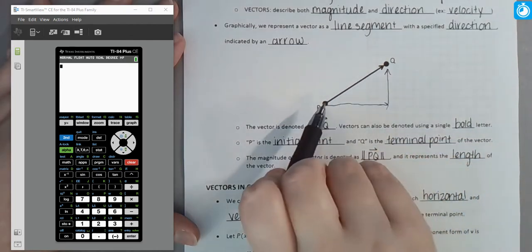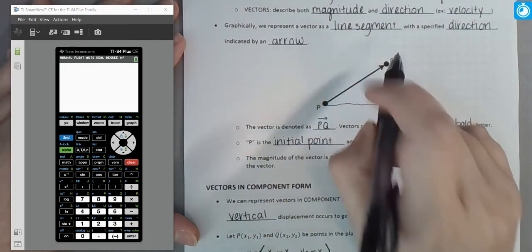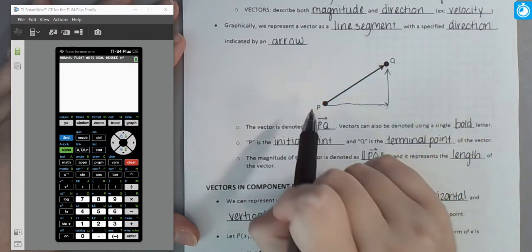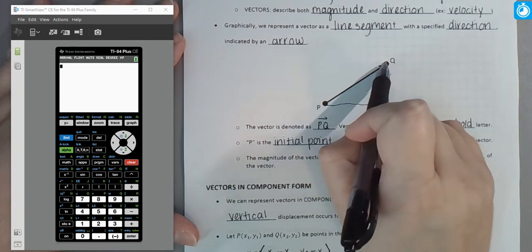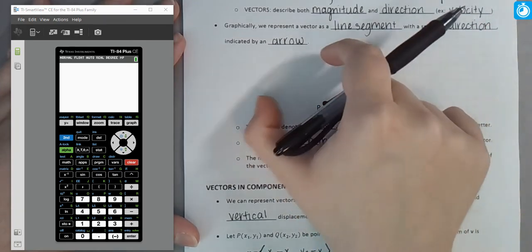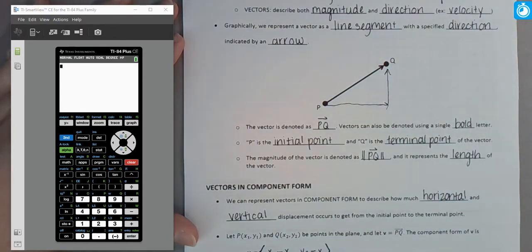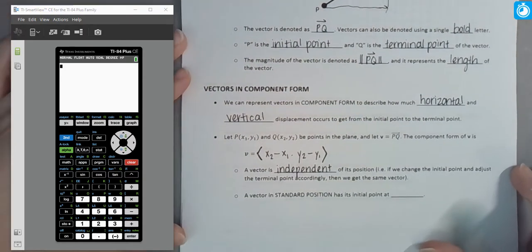As long as it has the same length and the same slant and the same direction, in terms of we start at one point and we end at another point traveling in that particular direction, we can relocate it to other points within the coordinate plane, different initial and terminal points, and it still represents the same vector.